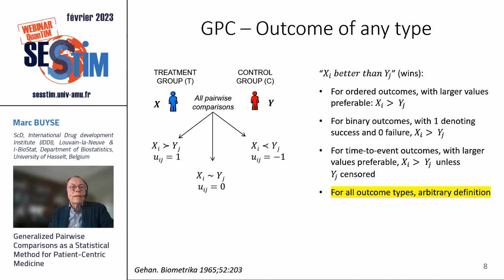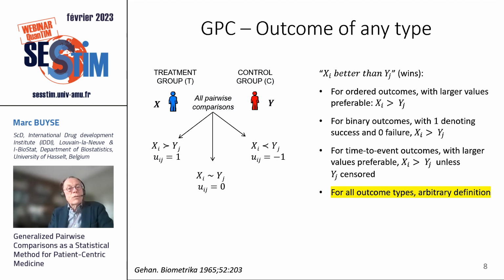So when we look at different types of outcome, we could have an ordered outcome with a larger value preferable. It doesn't have to be continuous, it could be categorical. In this case, we can use the Wilcoxon test, but it applies then to a categorical variable. For a binary outcome, I can use this too. If I denote 1 a success and 0 a failure, obviously 1 is greater than 0, so I can use the Wilcoxon test on a binary outcome.